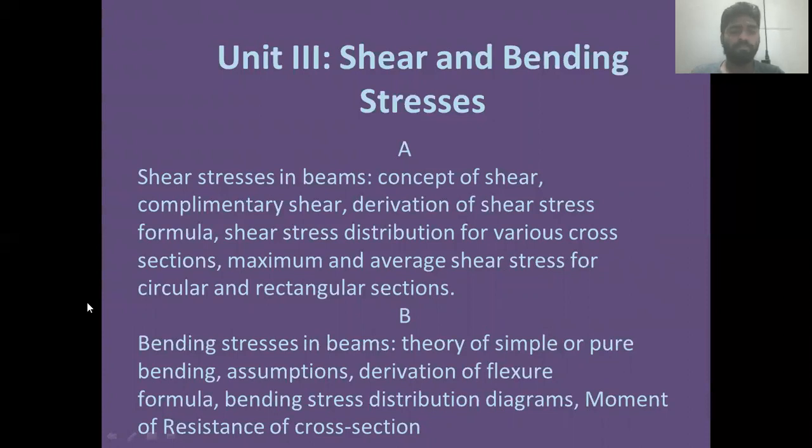Okay. Next is bending stresses in beams, in section B. Okay. So, theory of simple or pure bending. What is simple and pure bending? We are going to see. Next is assumptions and derivation of flexure. What do you understand by flexure? Flexure is bending. Okay, flexure formula. Okay. So next, bending stress distribution diagram. Next is moment of resistance of cross section. Moment of resistance of cross section is an important factor or important concept for the civil engineer while designing.